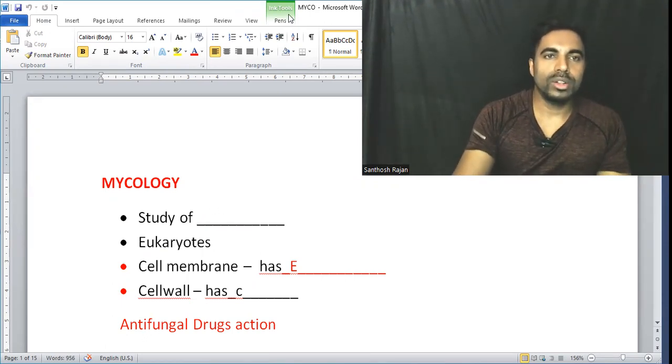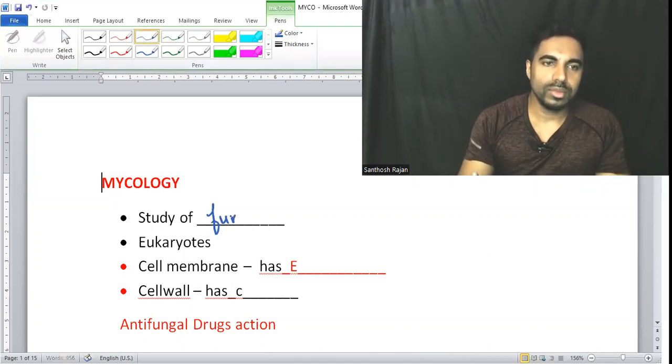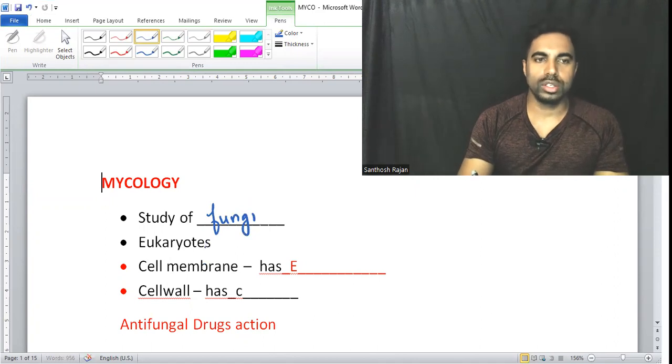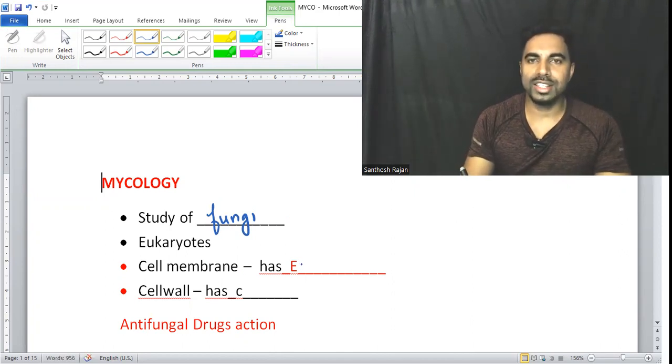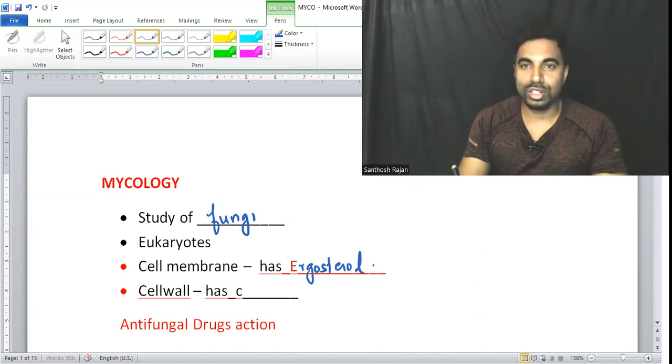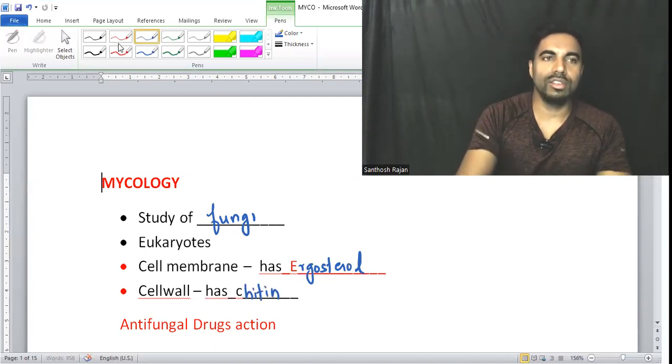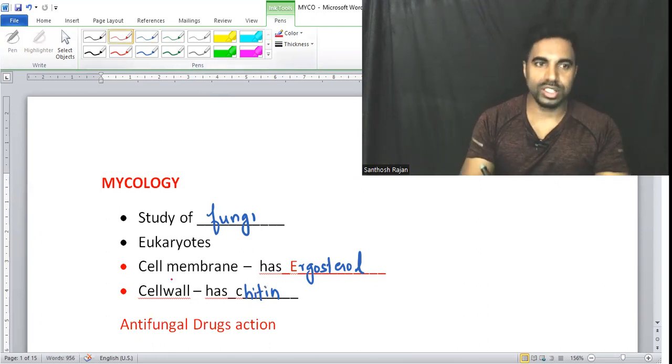Mycology is basically the study of what? Fungi. Okay, and they are eukaryotes, because you know that fungi and parasites are eukaryotes. Now the cell membrane. The important characteristic thing for fungi is ergosterol. Ergosterol, remember, okay? Cholesterol is in mycoplasma. Ergosterol is for fungi. That's the important part here. The cell wall has an important substance called what? Chitin. Okay, that's it. These are the few morphology-based questions they can ask. The cell wall has chitin. That's it.